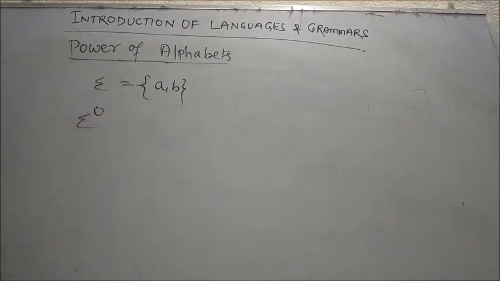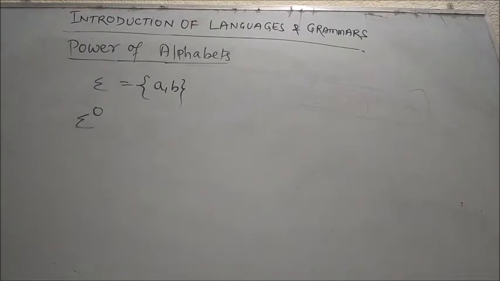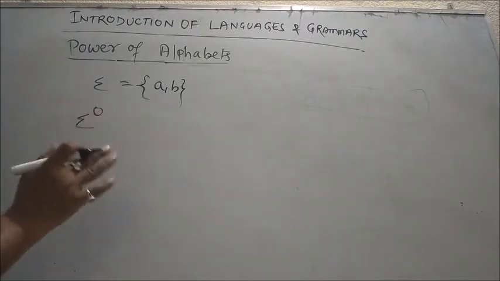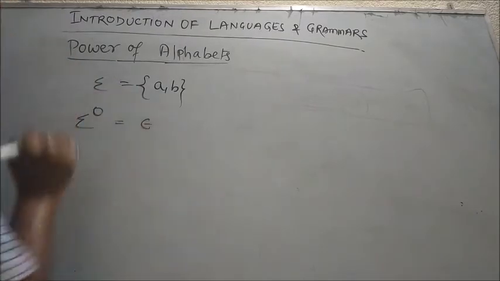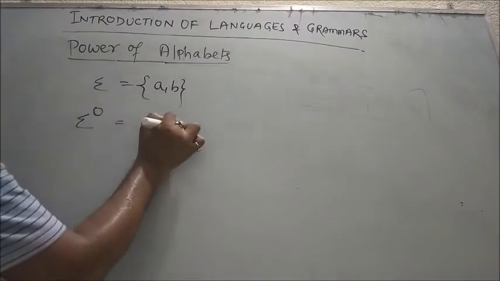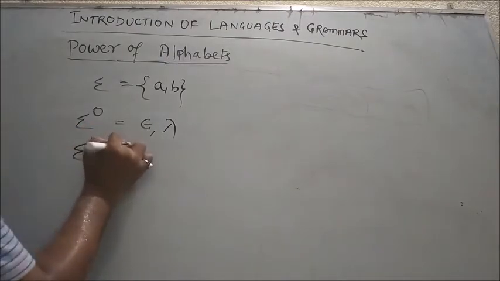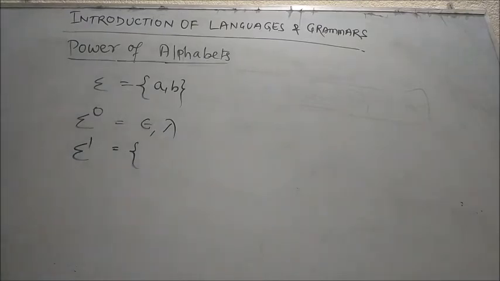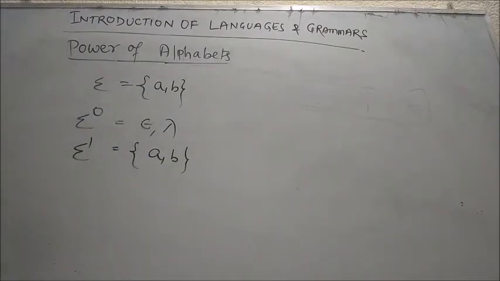That is 0. This is the power of alphabet. Anything raised to a power is known as power of alphabet. So 0 power means no string will be generated. That means the string will be null, and the null string can be treated as epsilon or lambda, right? If the power of alphabet is 1, then what is going to happen? The string can be either A or B. These are the only two possibilities, right?